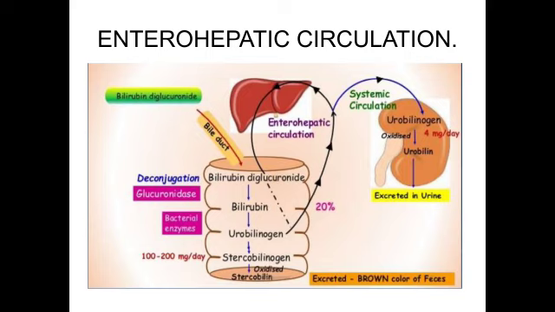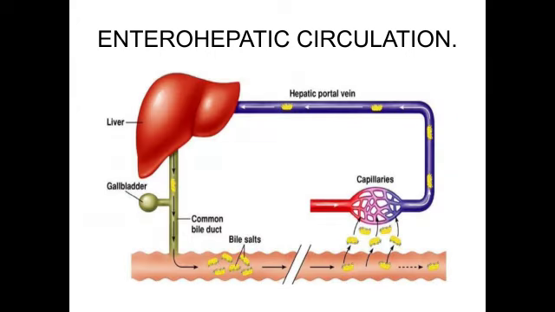This is a schematic representation of the enterohepatic circulation from the liver to the intestine and from the intestine back to the liver. That is bilirubin diglucuronide, converted into urobilinogen and stercobilinogen by intestinal bacteria, and 70% of it is absorbed and again goes to the liver as enterohepatic circulation. And urobilinogen absorbed in the blood is excreted in the urine. I have already told you how the enterohepatic circulation occurs.